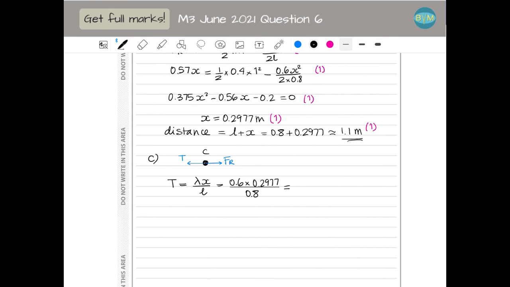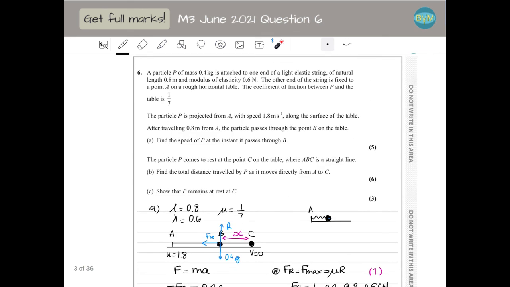So this tension here is 0.225, which is smaller than our friction. So the tension is smaller than friction, therefore it won't move. It's not enough to overcome the friction. Again, you have 3 marks here: 1 for using this method, 1 for finding the tension, and 1 for your conclusion. Even if it was already given, they are asking you to prove that it won't move, so you have to show it. This is all for this question.